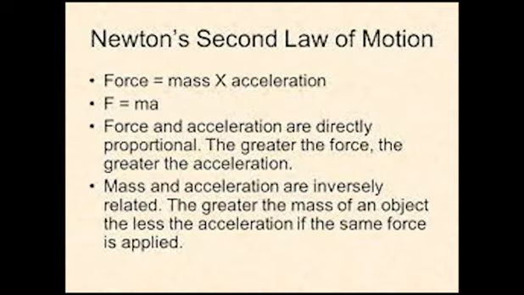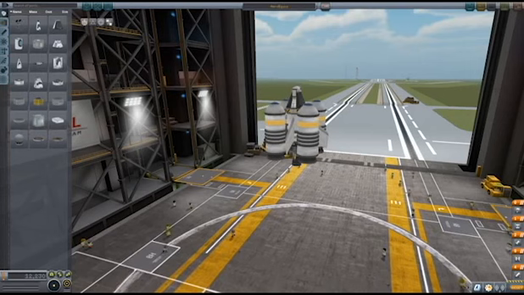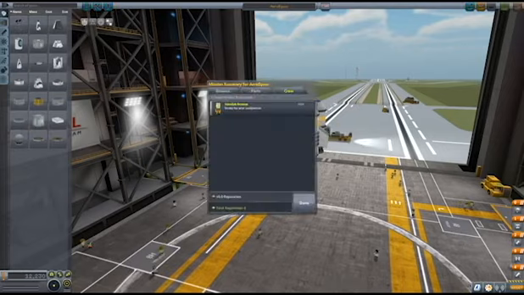However, if the same force is being applied, but the mass is increased, the acceleration will be less compared to the rocket with less mass. Rocket number 1 has a simple rocket engine with a single module of fuel. Carefully watch the rate at which the velocity increases here.